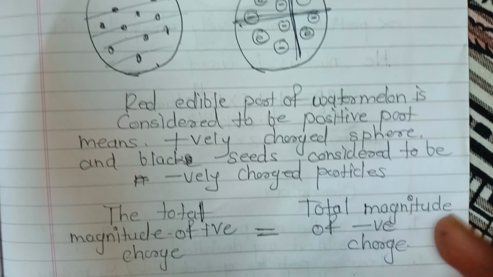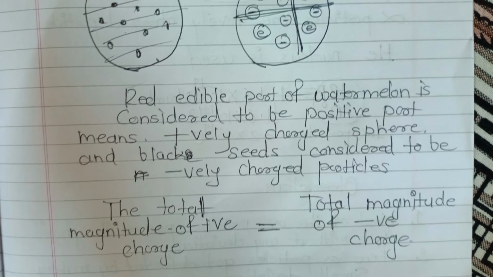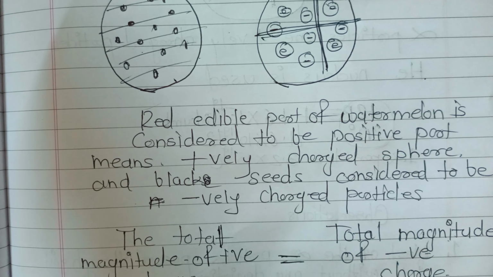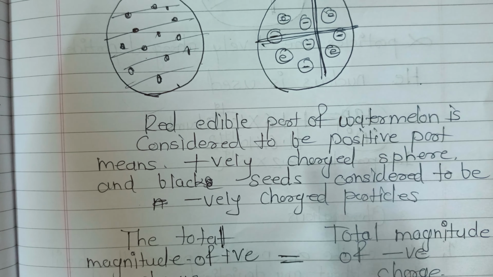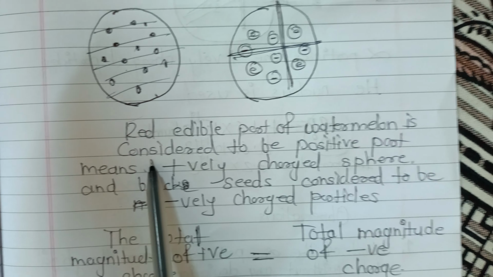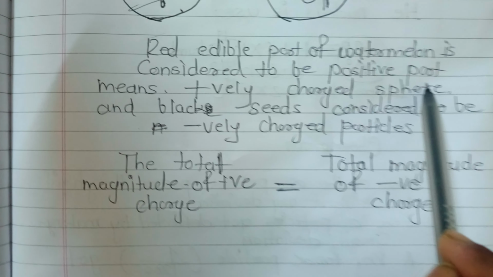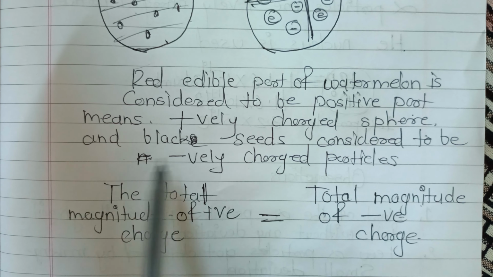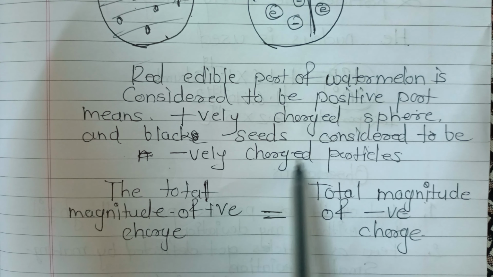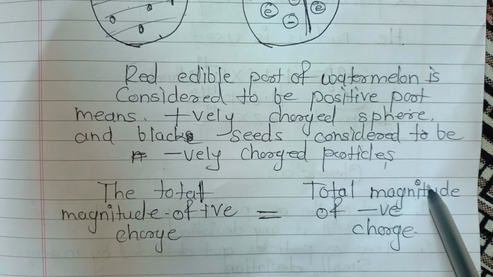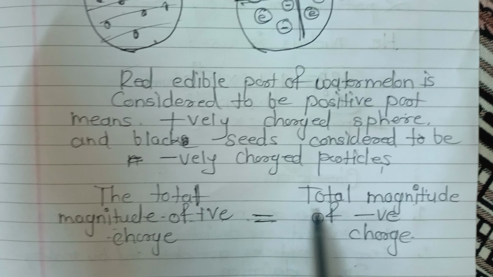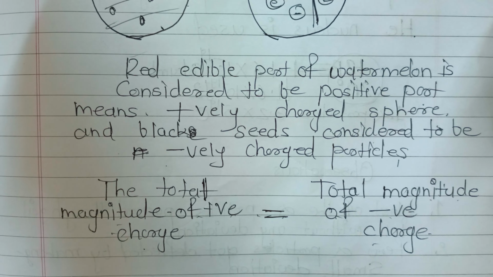I hope you understand. You can go back to your textbook and read that topic so that you will get it better. The red edible part of the watermelon is considered the positive part, called a positively charged sphere, and the black seeds are considered negatively charged particles. And the total magnitude of positive charge is always equal to the total magnitude of the negative charge.